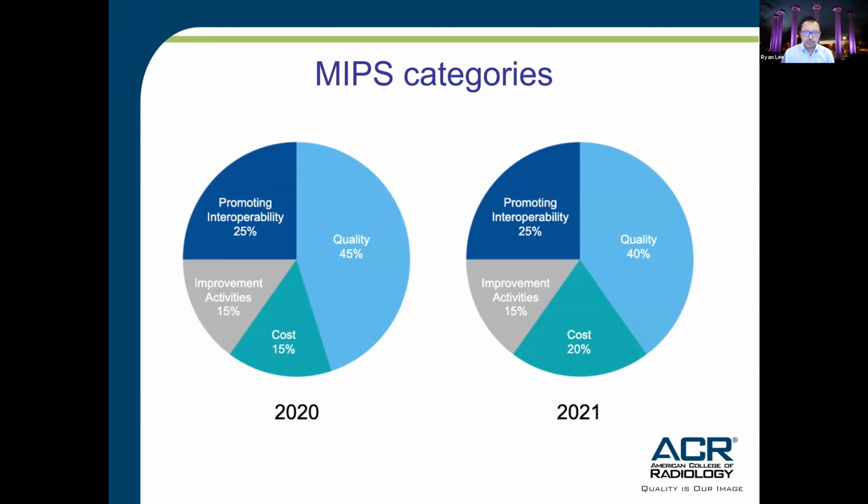And so the main 4 pillars are quality, cost, improvement activities, and promoting interoperability. And you can see the relative weight of each of these pillars in 2020. And you can see that as the years move forward, including 2021, the cost percentage increases, and the percentage of quality in terms of making up the MIPS categories and how we get reimbursed will go down. And the cost share will go up every single year.